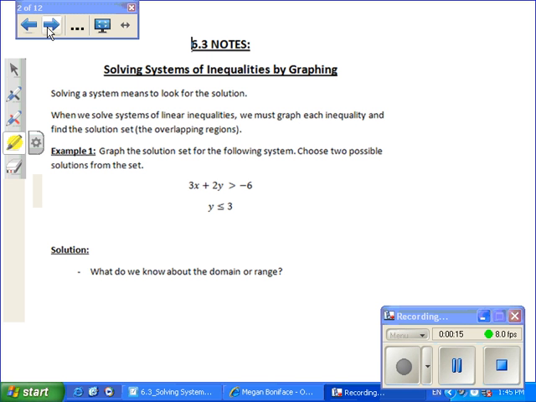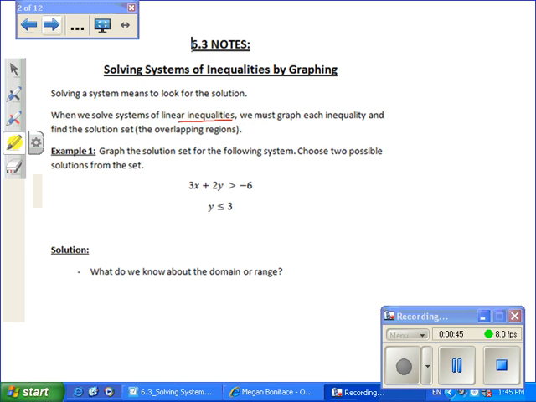Okay, so we're in our 6.3 notes. Solving a system means to look for the solution. When you have a system of linear equations, it means to look for the point where those two lines cross. Solving systems of linear inequalities is a little different than an equation because they have an inequality sign instead of an equal sign. We must graph each inequality and then find where those solution sets overlap.